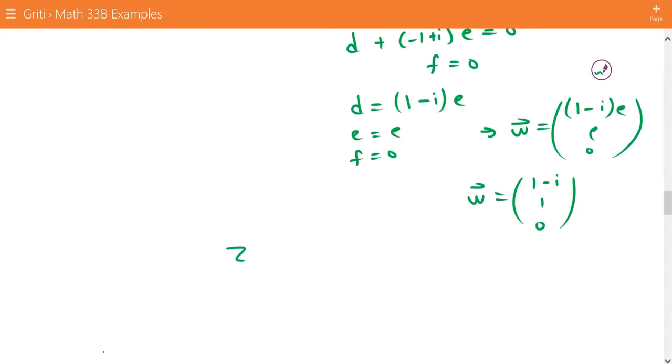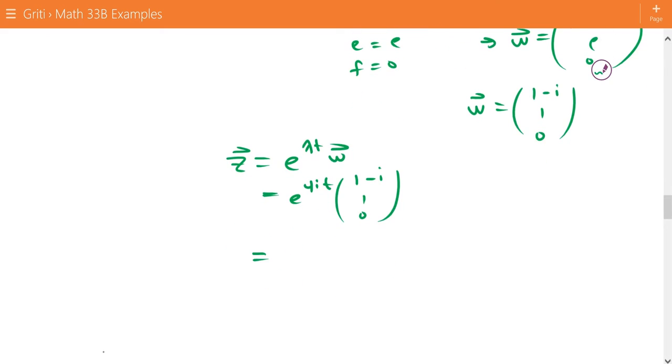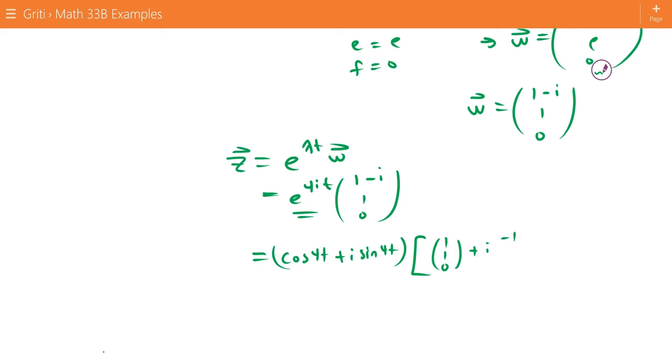So now we'll find our complex solution, which equals e to the lambda t times w, or e to the 4i t times (1 minus i, 1, 0). We can use Euler's formula to expand this out to cosine 4t plus i sine 4t. And then we can convert this into a real part, (1, 1, 0), plus i times (negative 1, 0, 0).